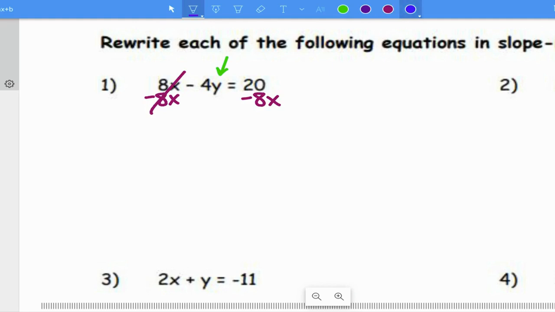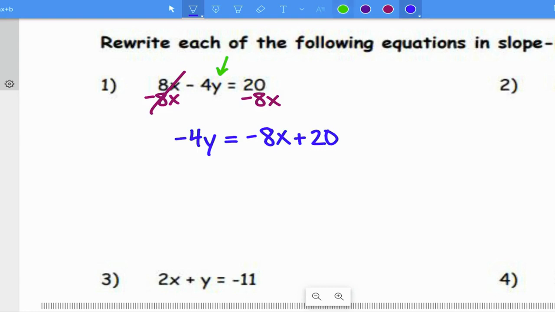My new equation becomes negative 4y equals, I'm going to choose to write my x term first and then my constant. So this becomes negative 8x. That 20 was a positive 20, so I'm going to put plus 20 here at the end. So step 1, move your x term to the other side of the equation.